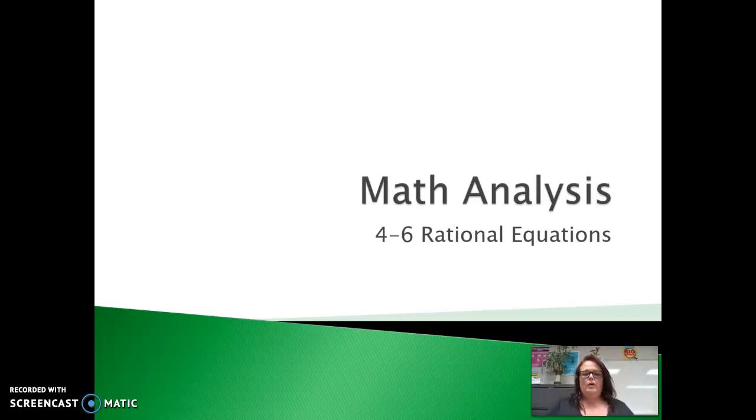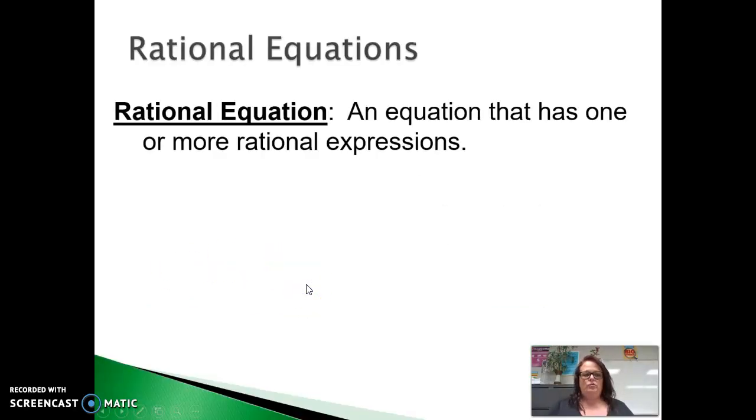All right, so again, the word rational has the term ratio in it, which means that it would be a fraction. Sorry, it's an equation that has one or more rational expressions. So that means you're going to see a variable in the denominator somewhere in the equation. My apologies.